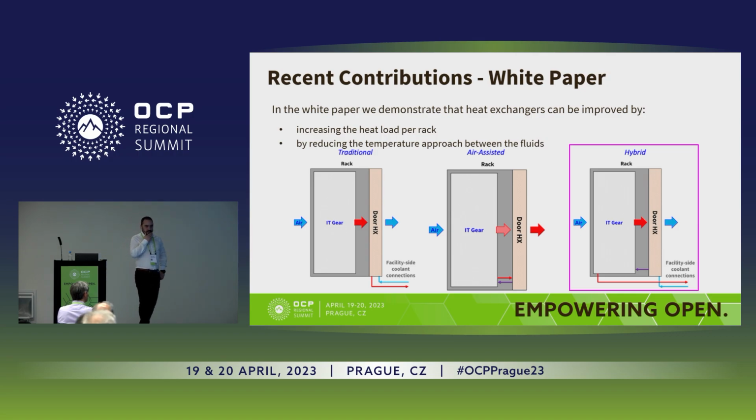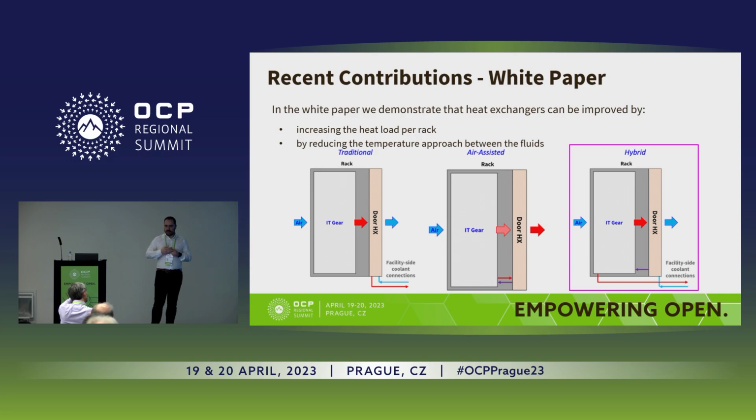In this white paper, you can see the traditional rear door, the air-assisted unit, and the hybrid. Differences you can see here. The traditional one, you know how it's working. The air-assisted unit rejects the heat of the cold plates into the air, and the hybrid solution is connected to the rear door in series with the CDU, for example, or at least with the cold plates.